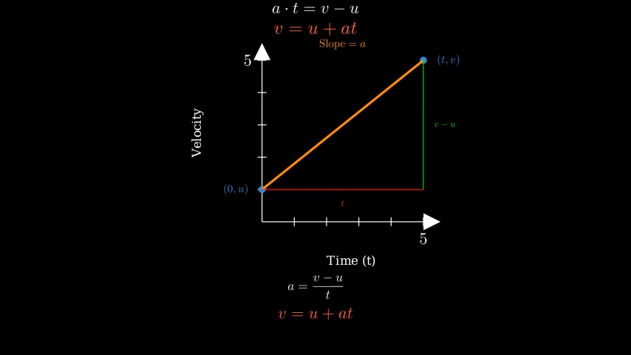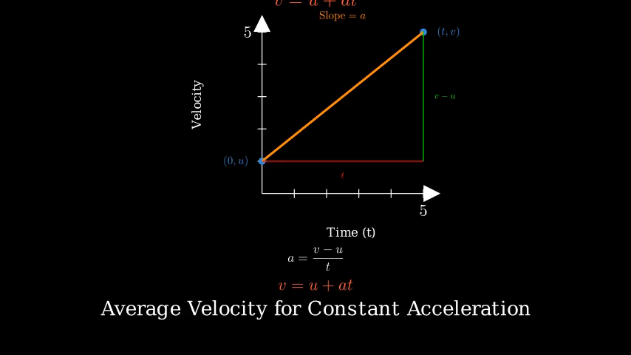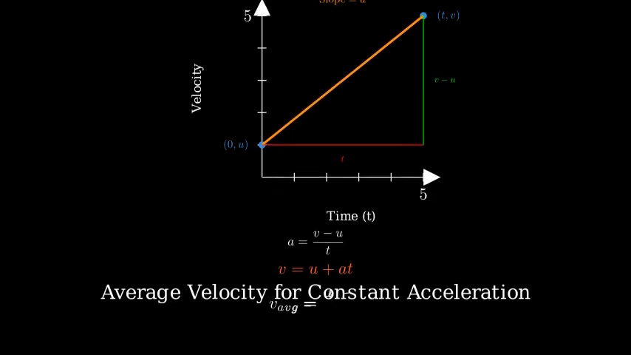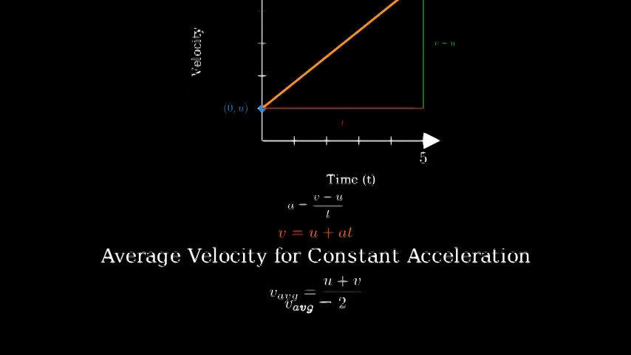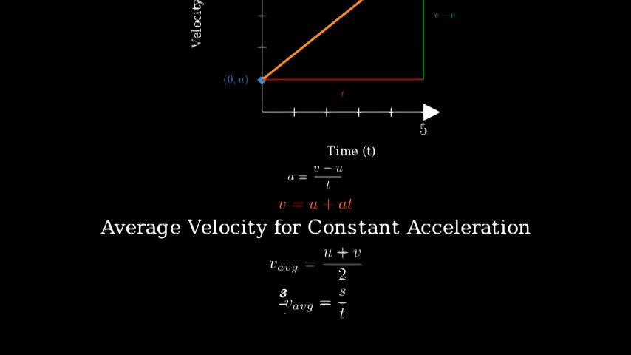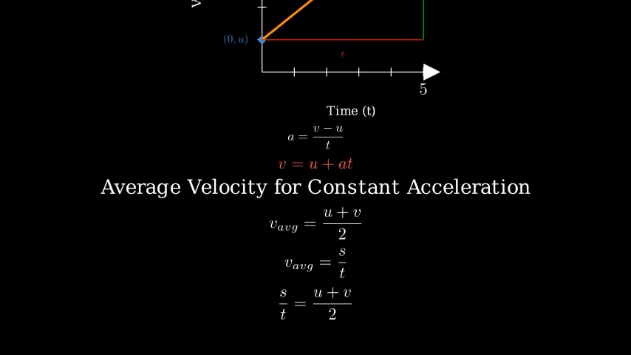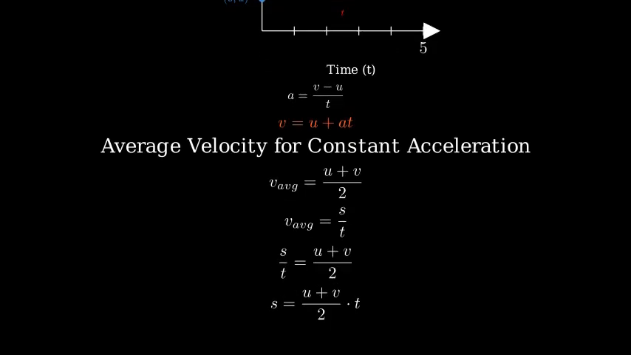Now, let's move on to the second equation of motion. For constant acceleration, the average velocity is equal to the arithmetic mean of initial and final velocities. This can be written as v average equals (u plus v) divided by 2. We also know that average velocity equals displacement divided by time, so v average equals s divided by t. Equating these two expressions, we get s divided by t equals (u plus v) divided by 2. Multiplying both sides by t, we get s equals (u plus v) divided by 2 times t.